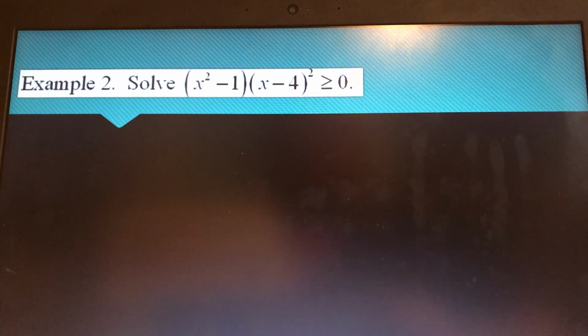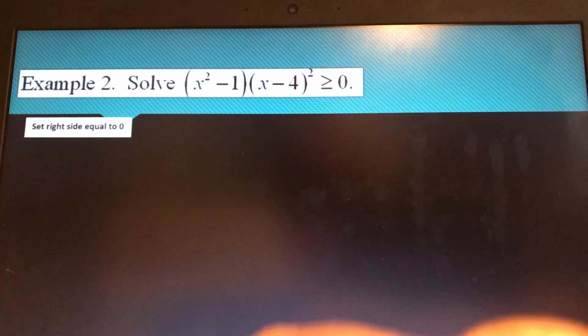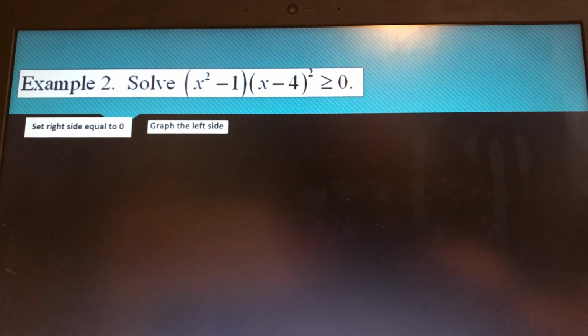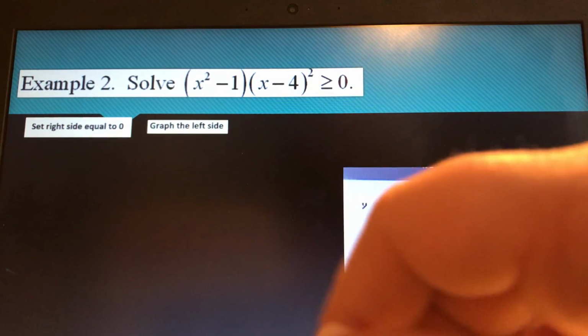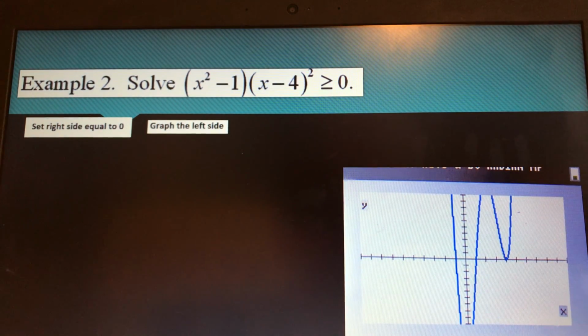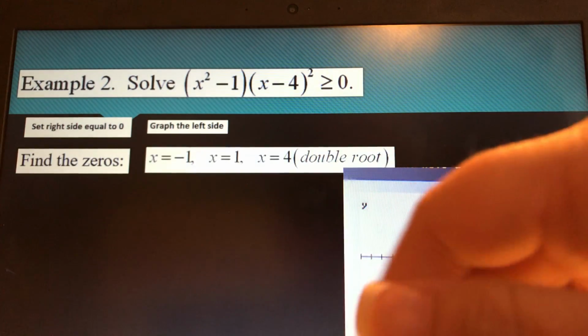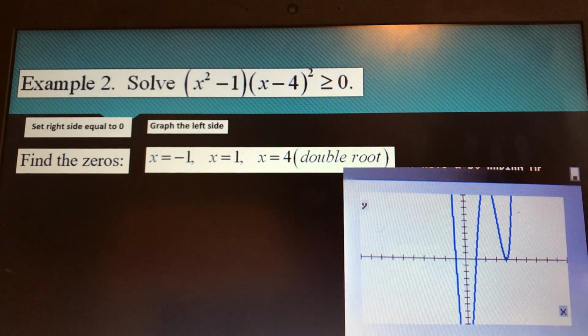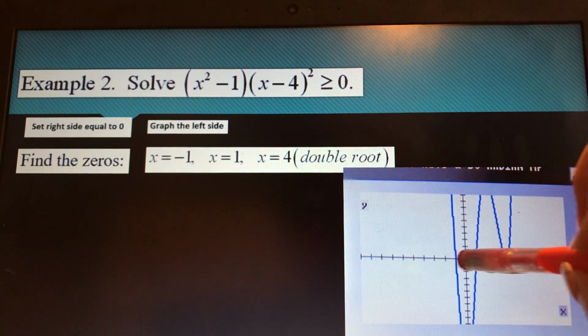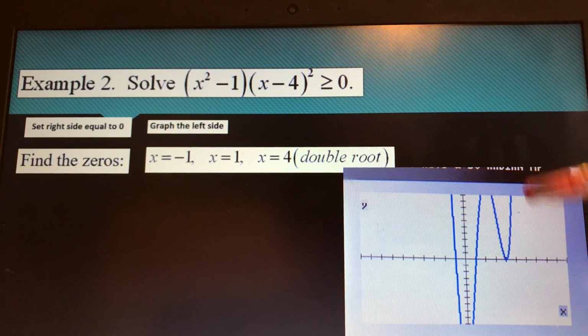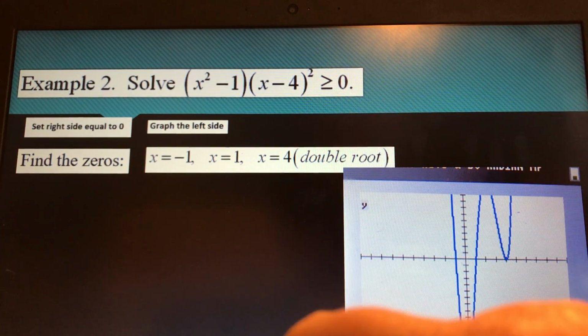Okay, for this one we're going to solve (x squared minus 1)(x minus 4) squared greater than or equal to 0. So if you want to start out, we do have it equal to 0 on the right hand side, so we're going to graph the left hand side. When we do, this is what our graph looks like. Next, you're going to identify your zeros. These are nice zeros. Later on they won't all be. So we have negative 1, 1, and 4. 4 is what we call a double root because it kisses and runs.